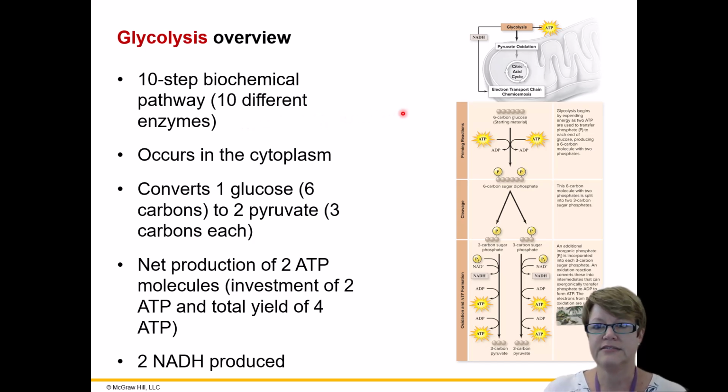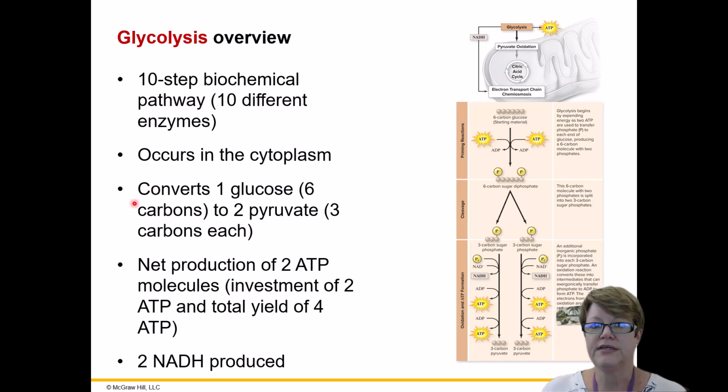So glycolysis, and you can look here in the diagram, glycolysis happens in the cytosol and is a 10-step biochemical pathway. What that means is there are 10 different enzymes that work in a sequence. You'll remember that a biochemical pathway involves a sequence of enzymes, starting with a starting substrate. In our example, it's going to be glucose. And then that substrate is converted by the first enzyme into an intermediate, which is then converted by the second enzyme into a different intermediate, and so on and so forth, 10 steps.